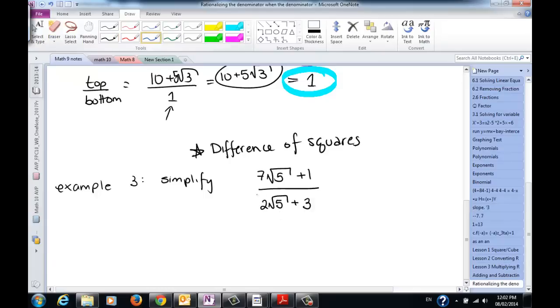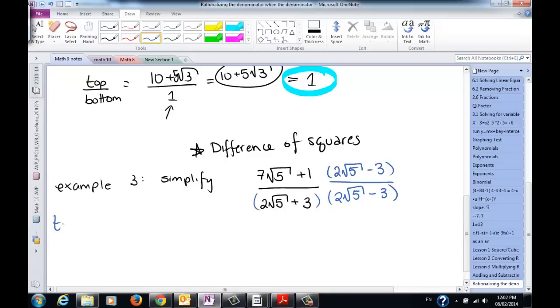Alright, so if I have a positive 2 root 5 plus 3, one of these has to be negative to become a difference of squares. And then whatever I multiply the bottom by, I also have to multiply the top by. Okay, so I'm going to do it in pieces. I'll do my top piece first. My top piece is 7 root 5 plus 1, and that whole top is multiplied by 2 root 5 minus 3.